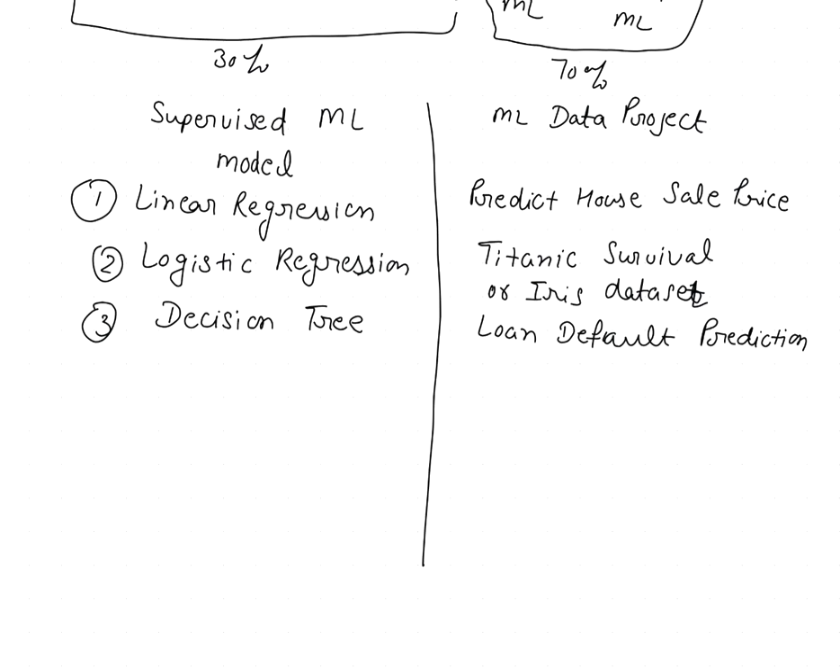Okay. And then the fourth algorithm is random forest. This is the extension of this actually. Random forest. Okay. And in this, you can work on the credit card fraud detection project. Work on this project.